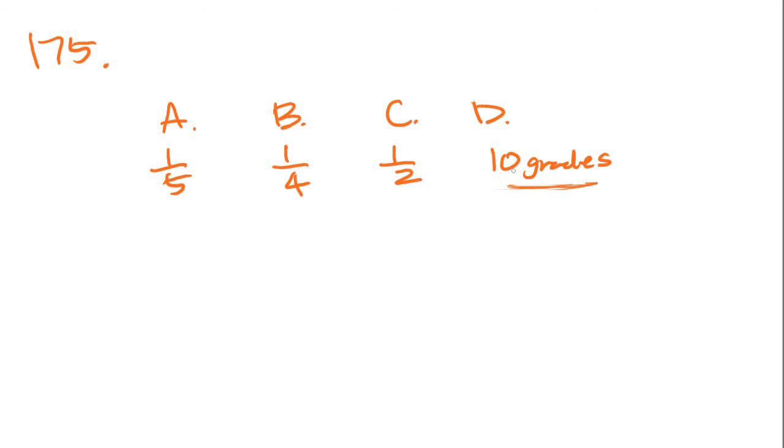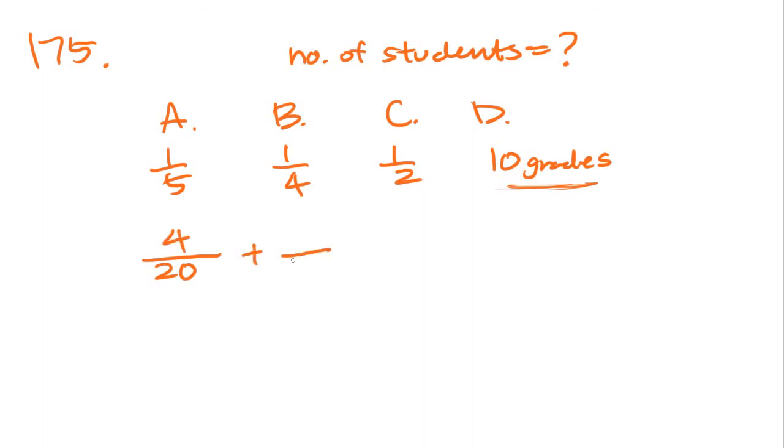So we need to figure out these 10 grades, what is the relationship to these other numbers here? What is the percentage of people in the class who got these 10 grades? Because the question is asking, what is the number of students in the course? So number of students. That's what we're looking for. The way we can solve this is actually by adding these up. So we're going to convert them into base 20, and that's going to be 4 over 20 plus 5 over 20 plus 10 over 20. You add these together and you get 19 over 20.